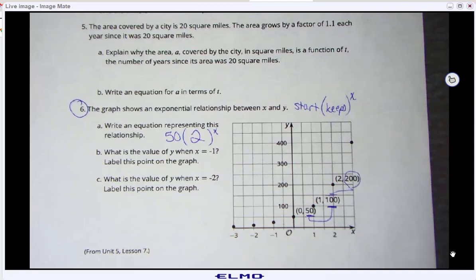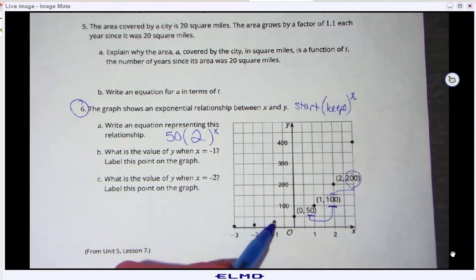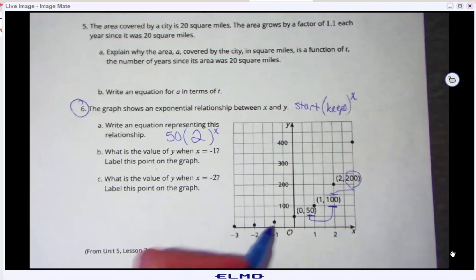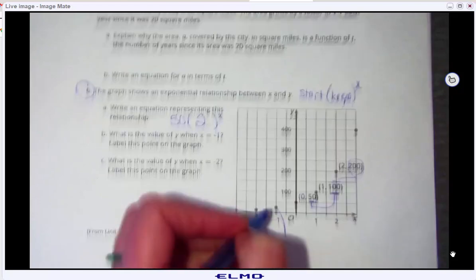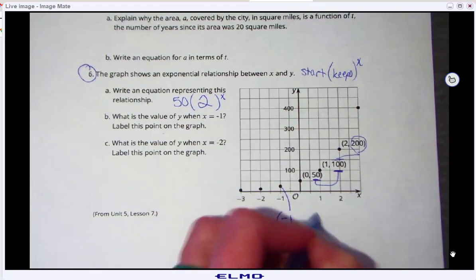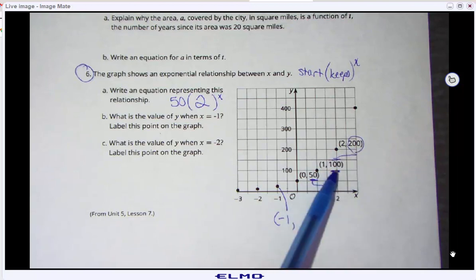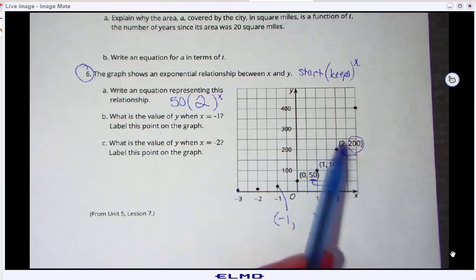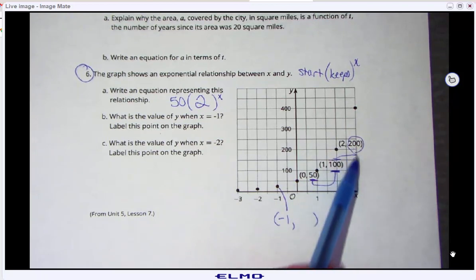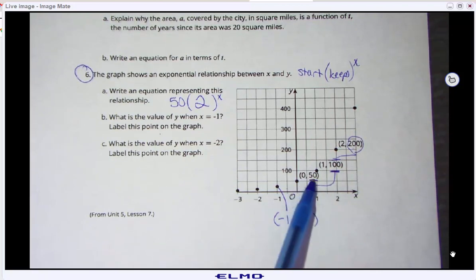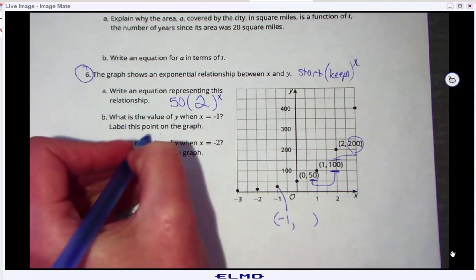So part B says, what is the value of y when x equals -1? Label that point on the graph. Here's our point at -1. I know that first is our input, so I'm going to label it right under here. -1, comma. And let's see what kind of pattern. We mentioned as it's going to the right, it is doubling, so times 2 times 2. But if we're moving to the left, in order for us to find a negative exponent, looks like we're dividing by 2. So 200 cut in half is 100. Half of 100 is 50. Half of 50 would be 25.